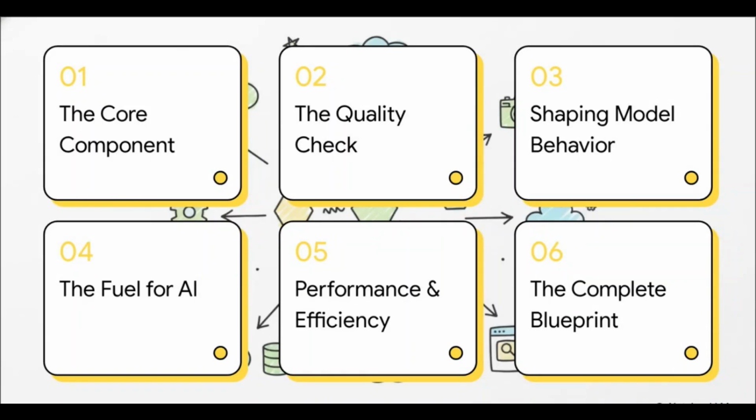Okay, so how are we going to tackle this? We're going to follow a really clear 6-step journey. We'll start right at the heart of it all, the AI model. Then we'll move step by step through quality checks, how to actually shape its behavior, what to feed it, how to make it fast and efficient, and finally, how to put the whole thing together into a real system that actually works. Let's get started.